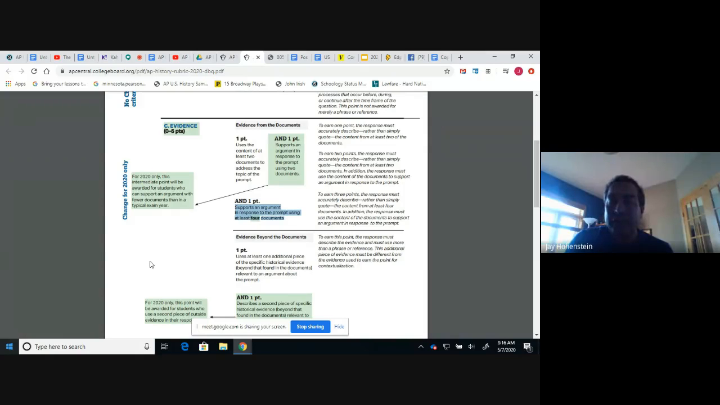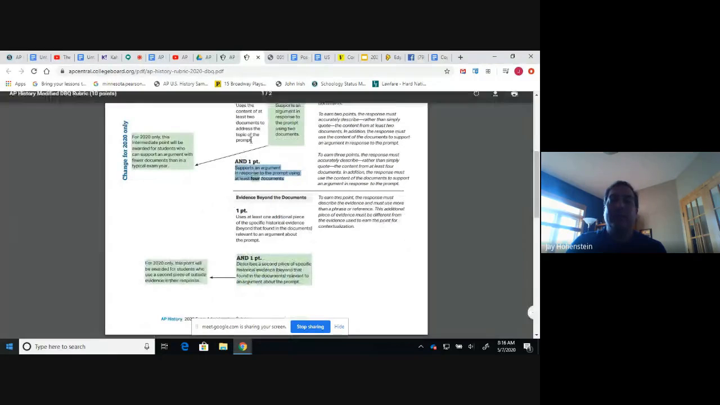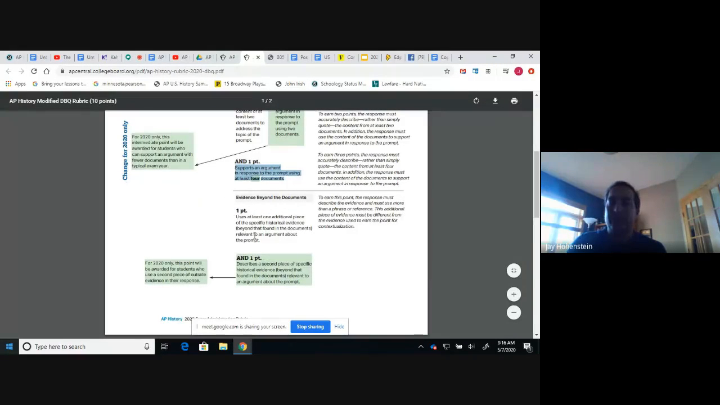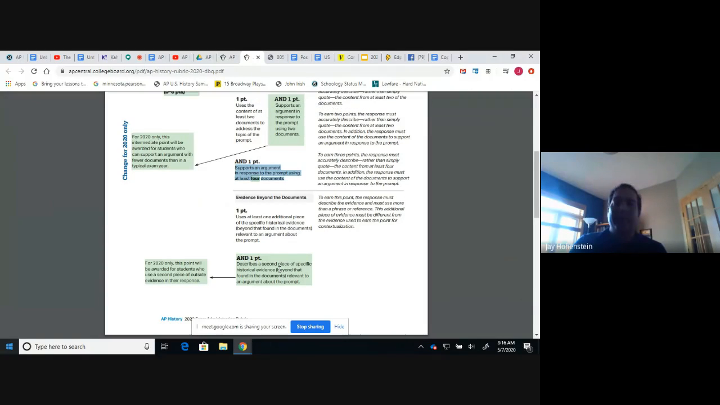Supporting the argument using all the documents but one well is going to be pretty time consuming. And many kids are doing this to the exclusion of this. If you bring in two outside pieces of information and you use them well to support your essay, now they can't just be a phrase or a reference.